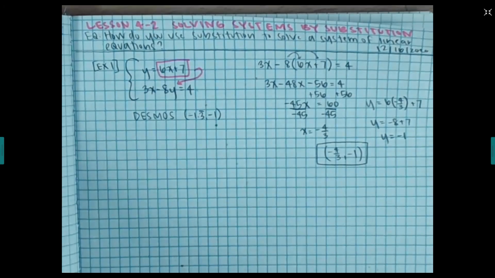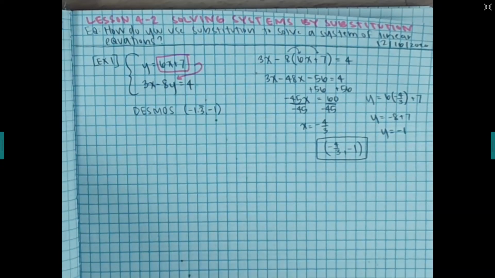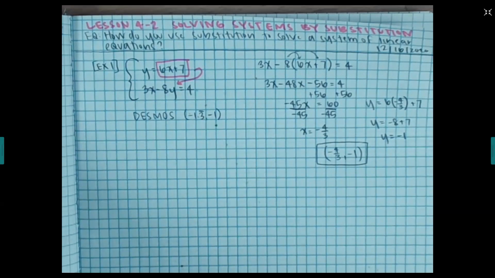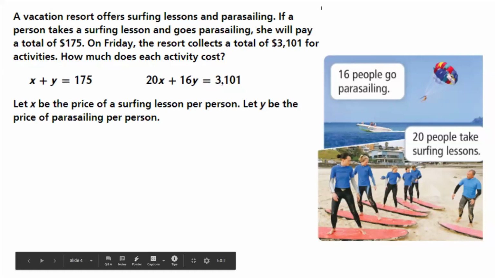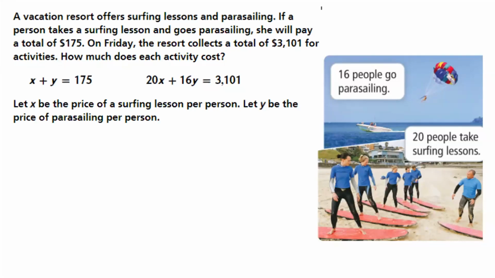So let's try it again, but this time with a story problem. And the story problem, they give you the equations. So it says a vacation resort offers surfing lessons and parasailing. If a person takes surfing lessons and goes parasailing, she will pay a total of $175. On Friday, the resort collects a total of $3,101 for activities. How much does each activity cost? So they tell us that 16 people go parasailing and 20 people take surfing lessons.